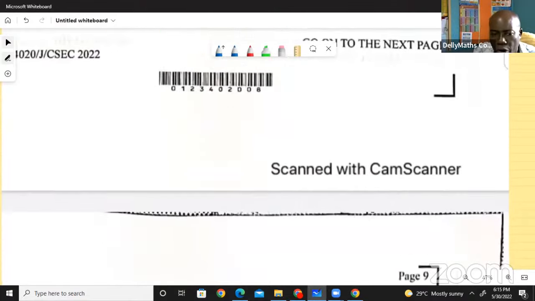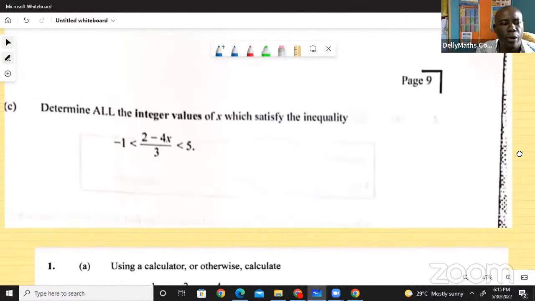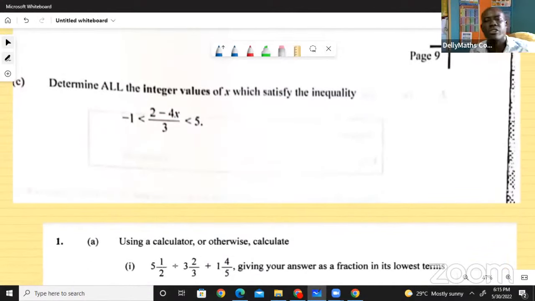All right, we're going. So we're looking at this other question now. The question reads, take a look at it. Try to start putting together your working. I'm giving you a head start to put together your ideas.